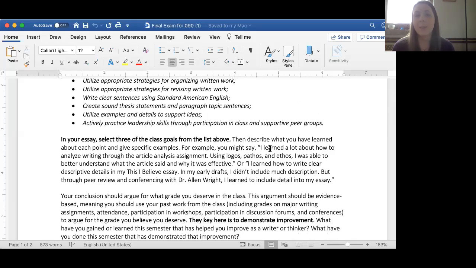So you might say something like, I learned a lot about how to analyze writing through the article analysis assignment. Using ethos, pathos, and logos, I was able to better understand what the article said and why it was effective. Or maybe something like, I learned how to write clear descriptive details in my This I Believe essays. In earlier drafts, I didn't include much description, but through peer review and conferencing with Dr. Allen Wright, I learned how to include detail in my essay.